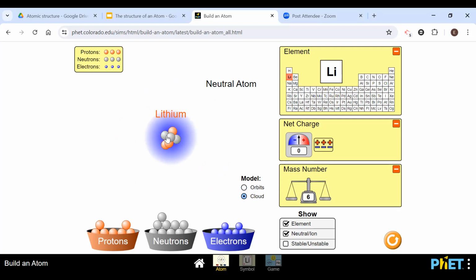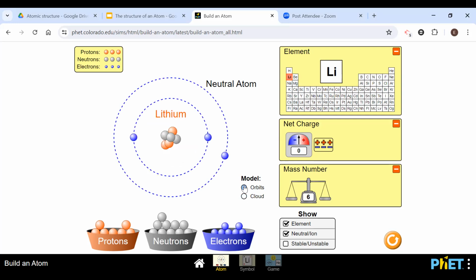You can choose to build any atom you like. Let me put this back here. Let's say I want to build beryllium. You see, look at this. And I want it to be neutral. Maybe I add another one of this. You see that? Beryllium. The number of protons and electrons are equal. That makes it a neutral atom.